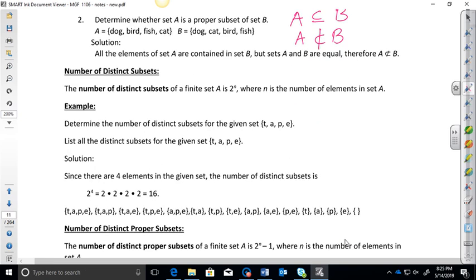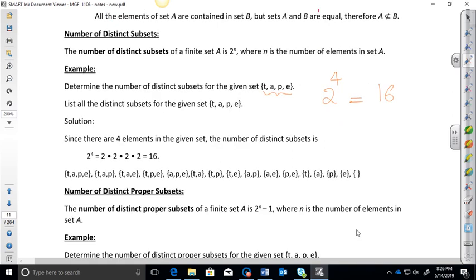So how many subsets for the set TAPE? How many subsets would be there? How many elements are there? 4, right? So you do 2 to the 4, which is 16. There are 16 subsets. Remember, empty set is a subset of all sets. You have to include the empty set with no elements. Empty set is a subset of all sets.